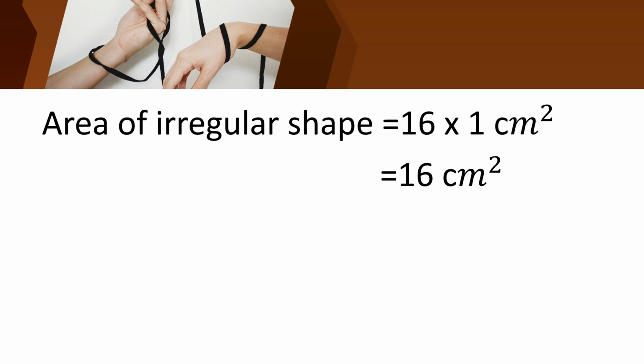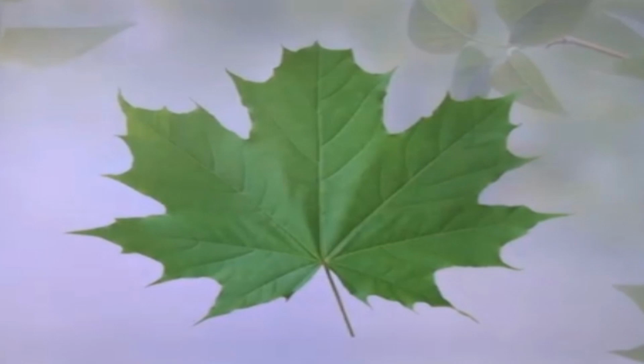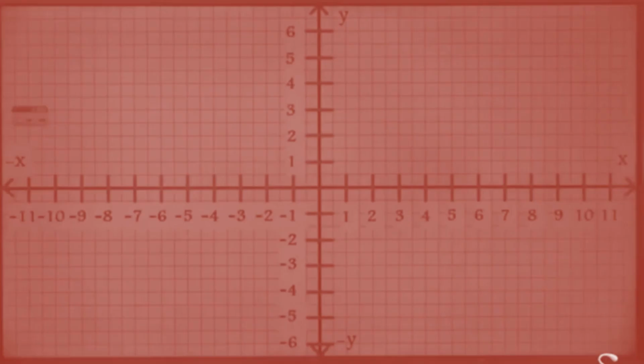Children, let us see another example. See, we are going to find the area of this leaf. This is also an irregular shape. How will you find it? First of all, we need a graph sheet. We are going to trace the outline of the leaf on the graph sheet.